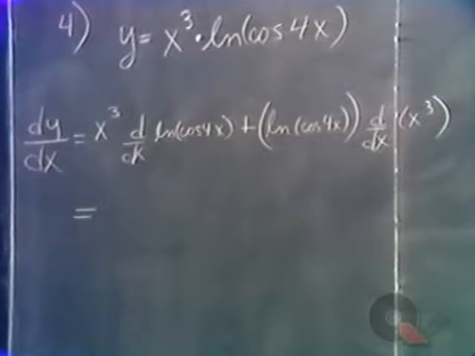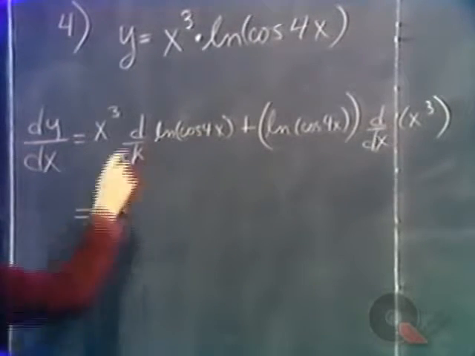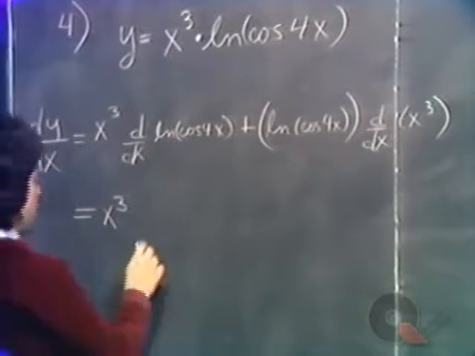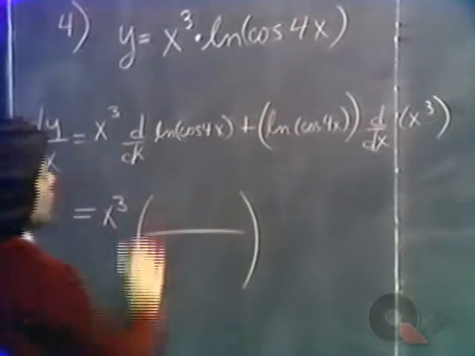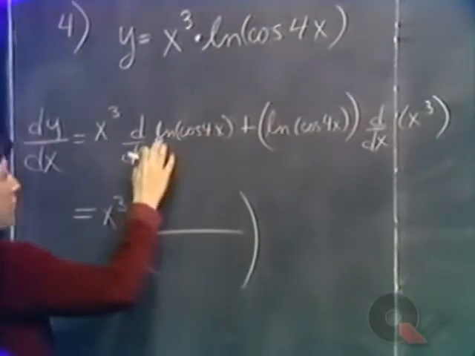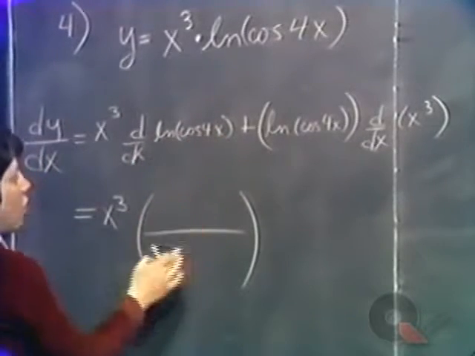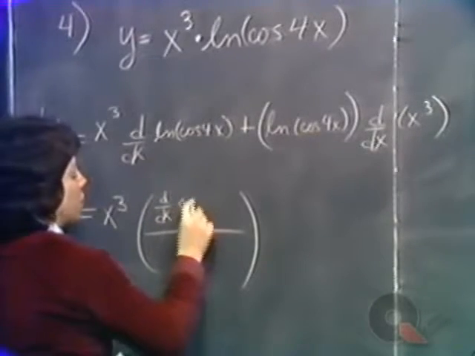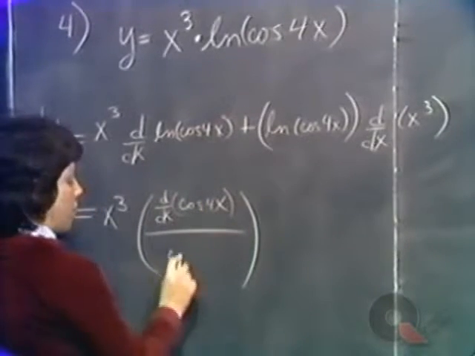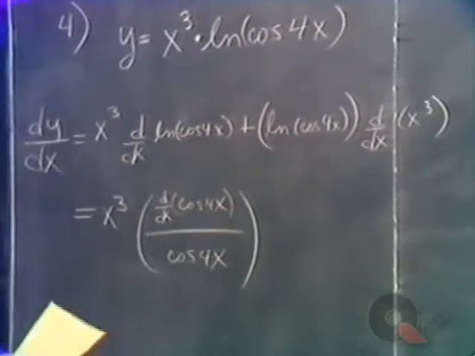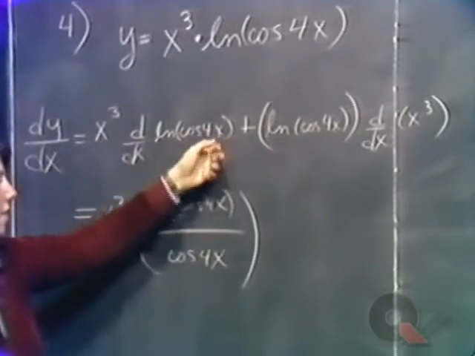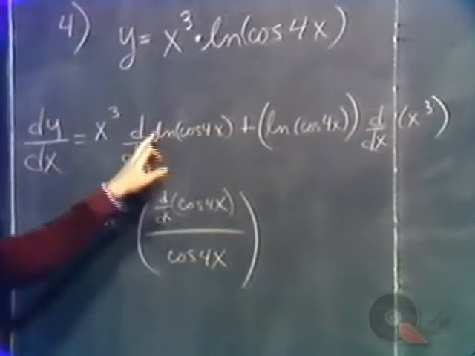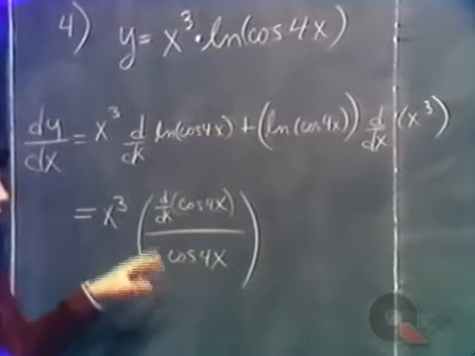Now, when it comes time to differentiate the log of cosine of 4x, or the log of anything, we look on our formula sheets and we notice that the derivative of the log of a function is the derivative of the function over the function. So the derivative of the log of cosine 4x is the derivative of cosine of 4x over cosine of 4x. The derivative of the log of anything is the derivative of that something over the something.